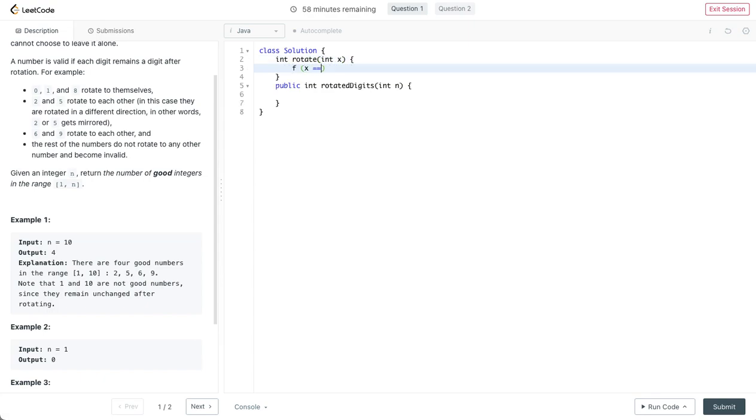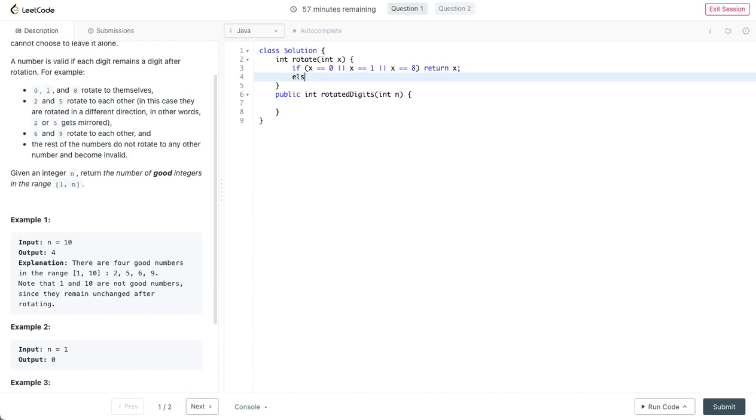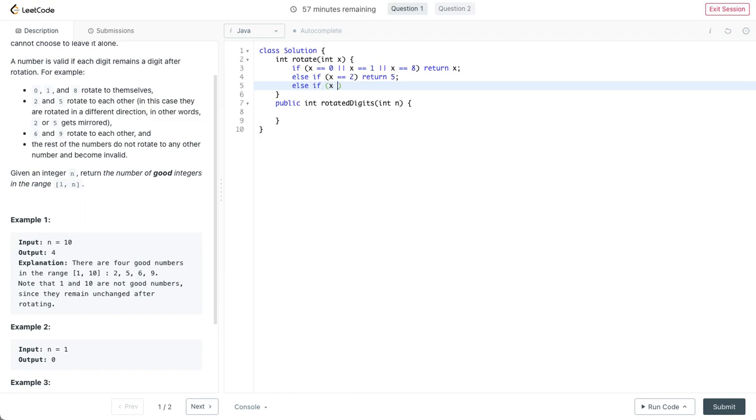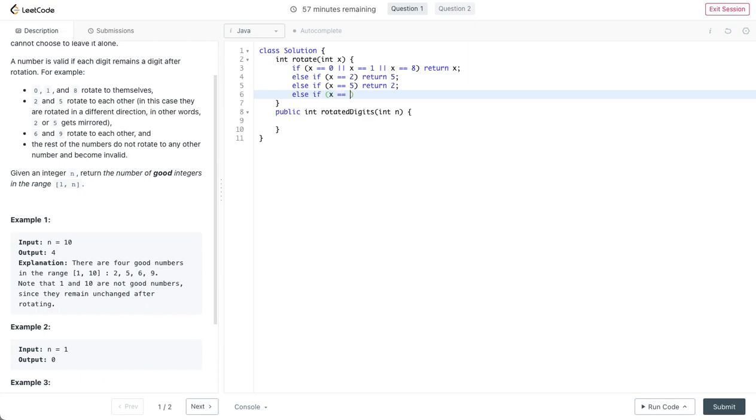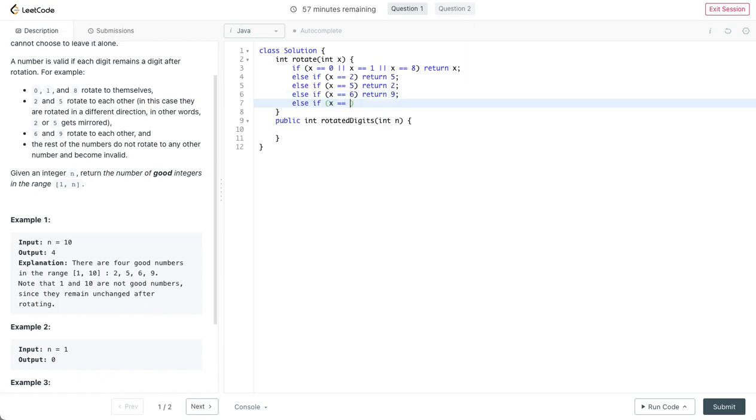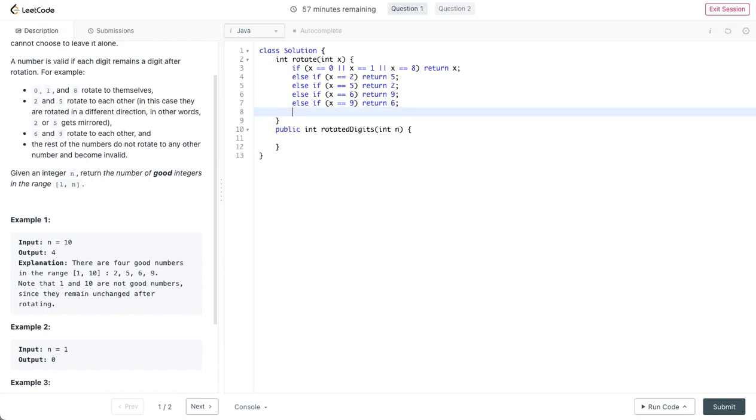If x equals 0, or x equals 1, or x equals 8, just return itself. Else, if x equals 2, return 5. Else, if x equals 5, return 2. Else, if x is equal to 6, return 9. Else, if x equals 9, return 6. And otherwise, just return -1.